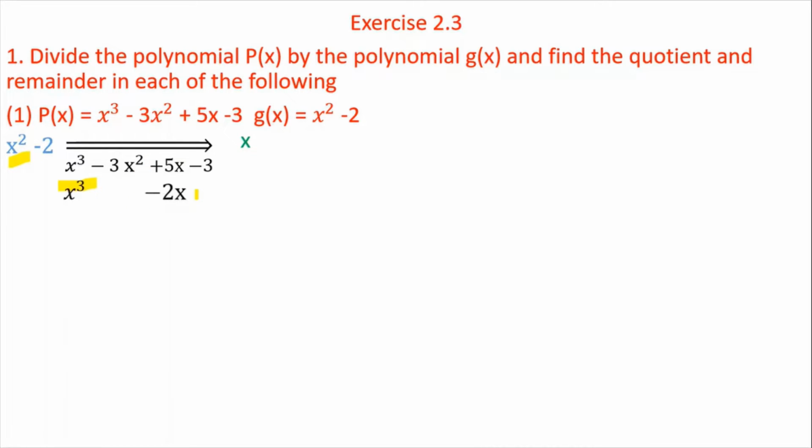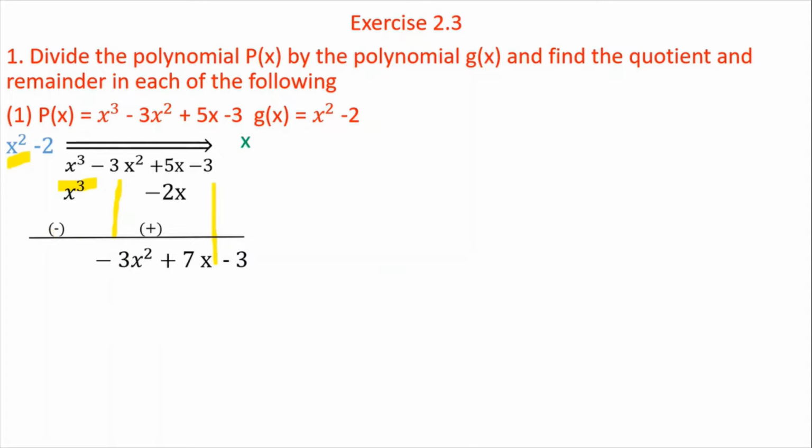Then, after multiplying, what do we have to do? We have to change the signs to their opposites. That is, a positive term is replaced with a negative term, and a negative sign is replaced with a positive sign. Then we get minus x cube plus 2x. Now we have to perform addition. While adding, x cube minus x cube gets cancelled, and 5x plus 2x gives 7x. When we bring down the remaining terms, we get the resultant expression as minus 3x square plus 7x minus 3.